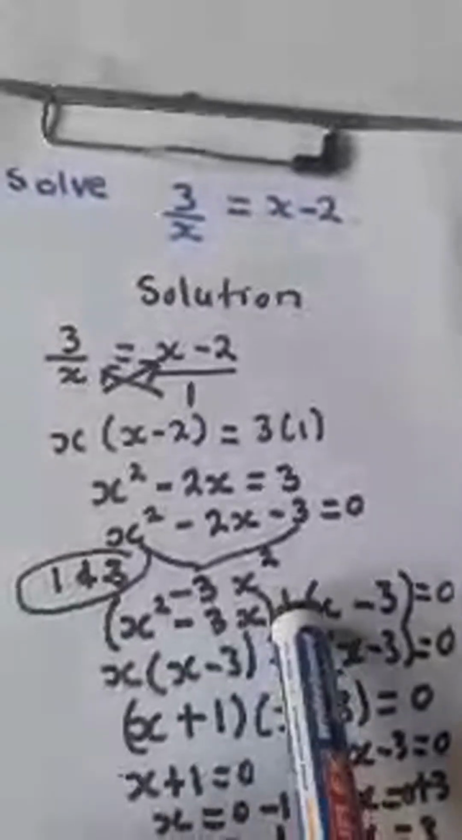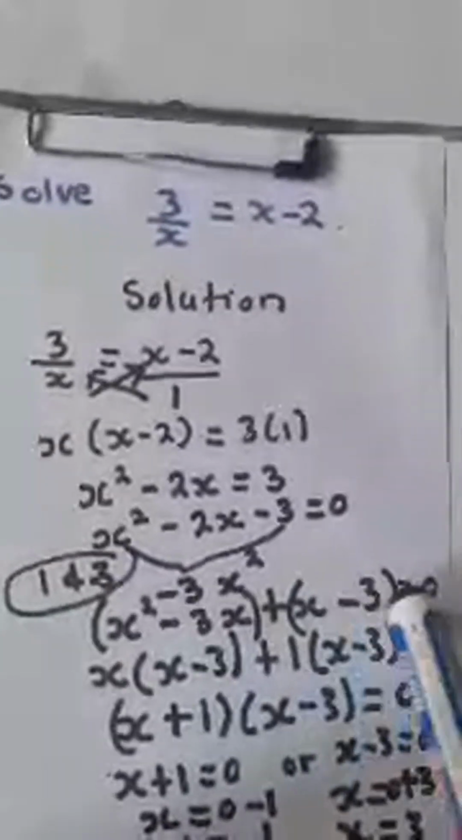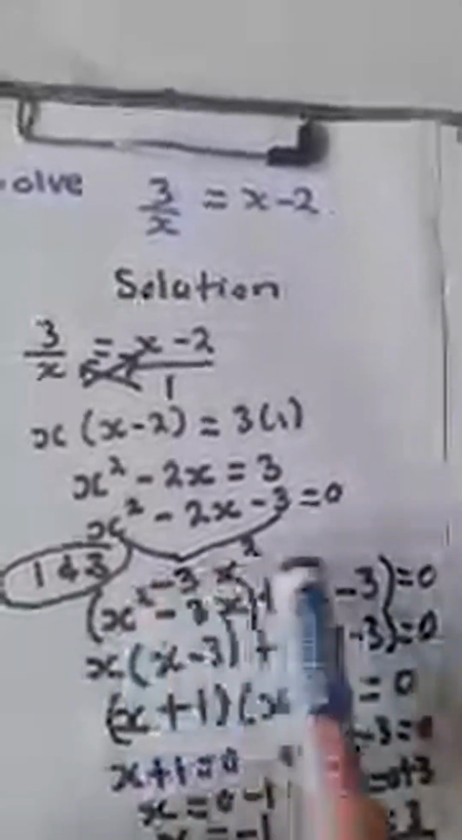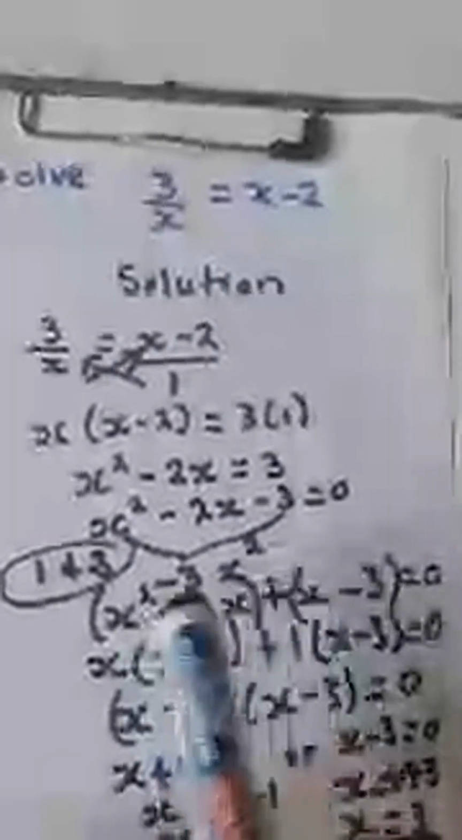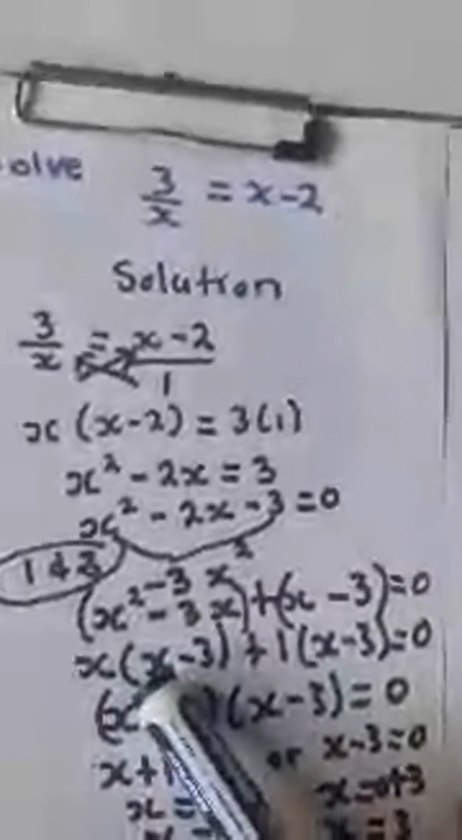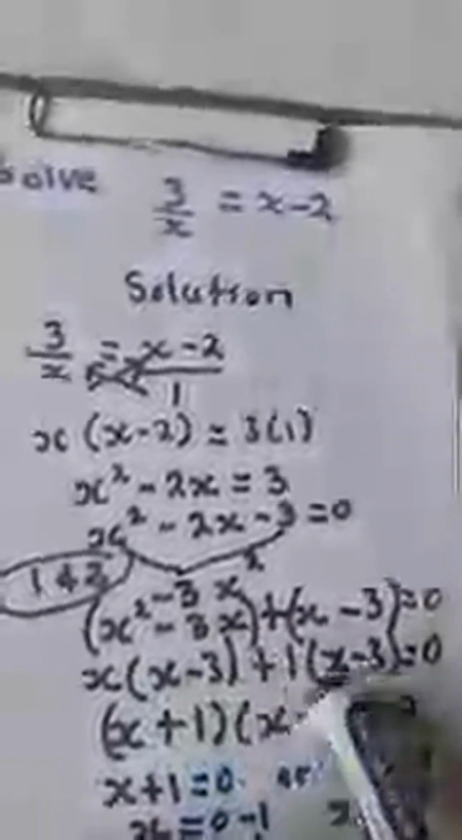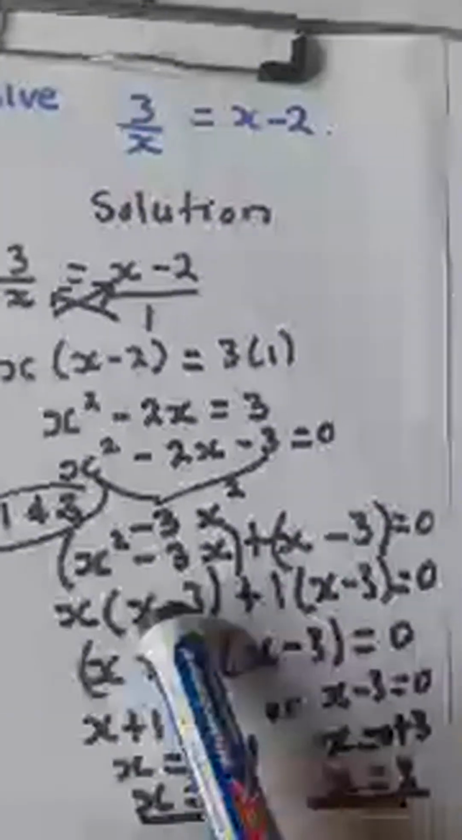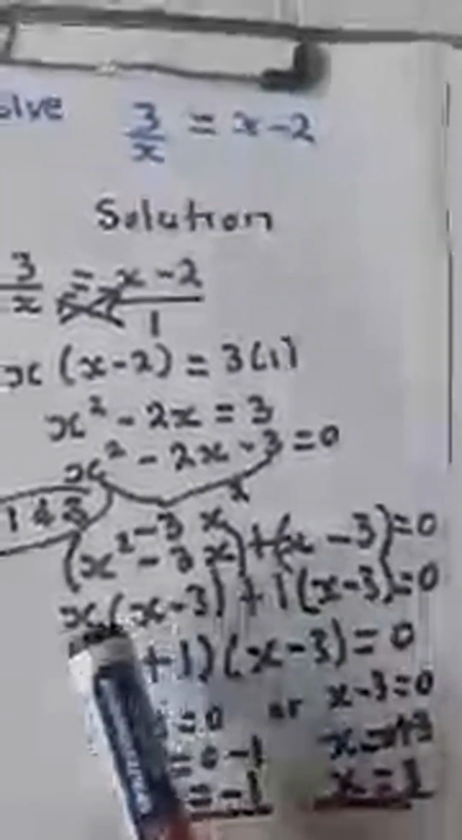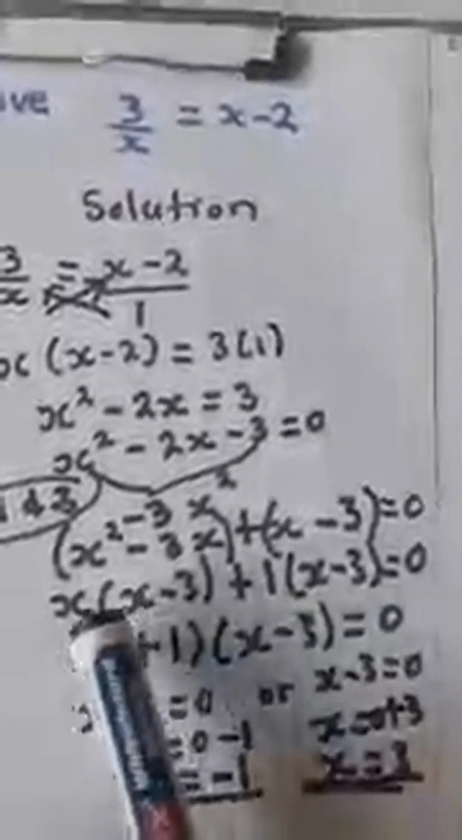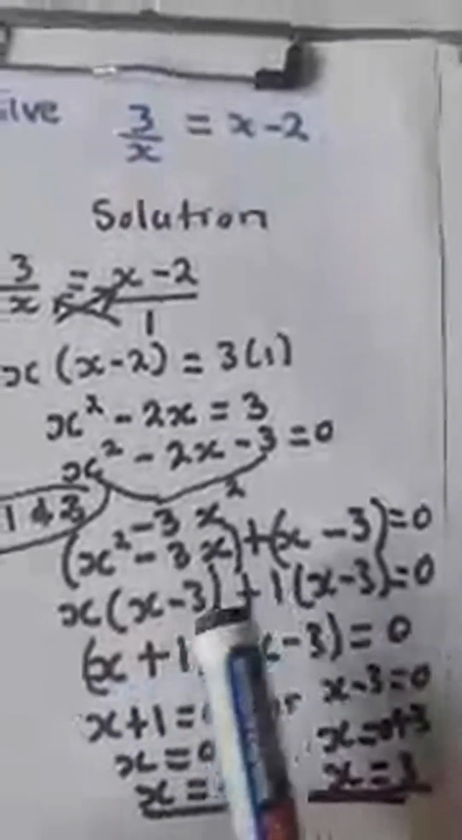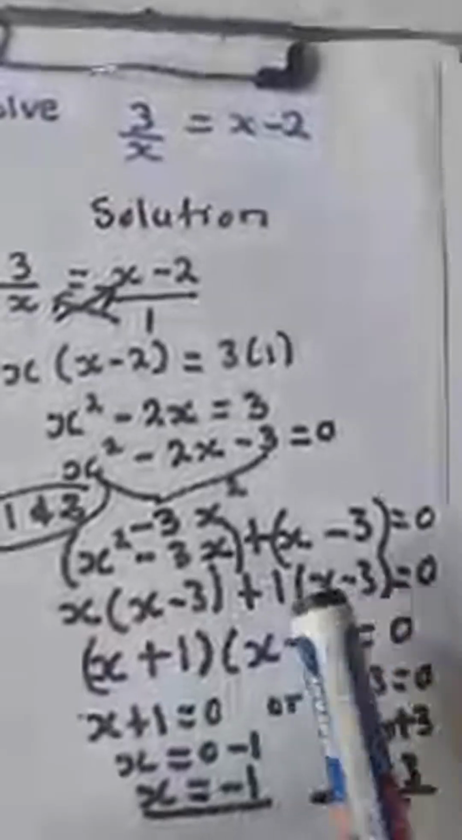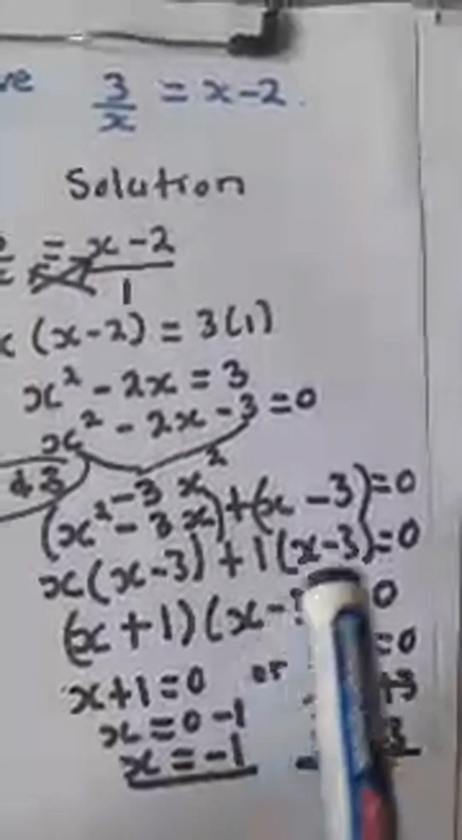1 is 1x, or just x minus 3 is equals to 0. Then we factorize what is common inside these two brackets. So x was common on the first bracket, then 1 was common on the second bracket. And as you can see, this bracket and this bracket are now the same. So we take x plus 1, which is outside the brackets, then x minus 3, we just take 1 because they are all the same, is equals to 0.